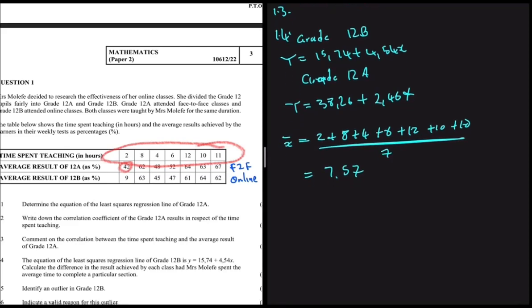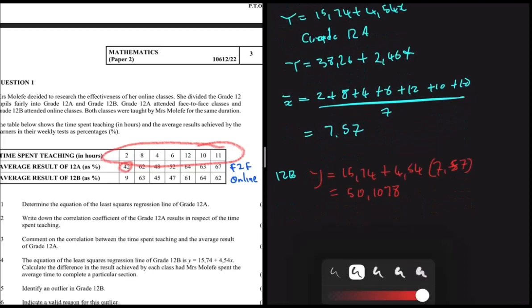We can then substitute it in our two equations. So what are we saying? We're saying that for 12B, we're going to have y is equal to 15.74 plus 4.54, and then in place of x, we put in the average time, which is 7.57. And then if you put that in your calculator, you should get 50.1078.